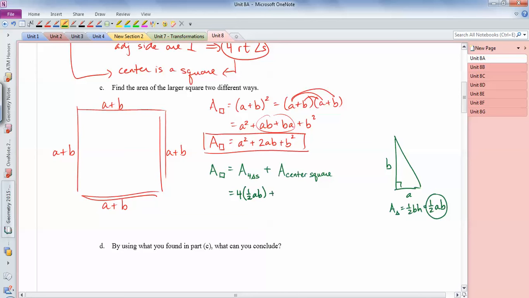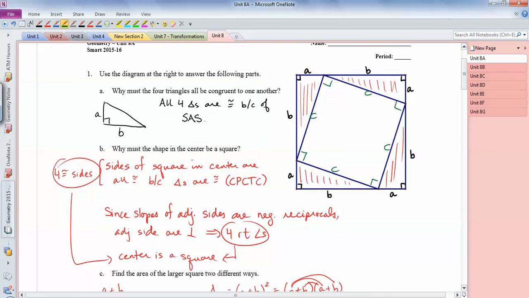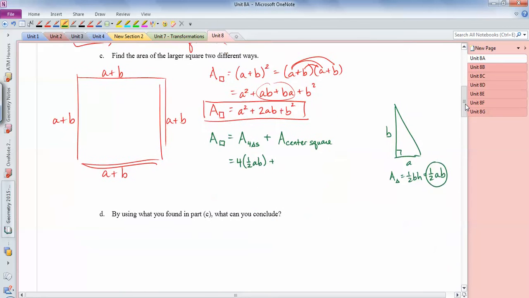And then we got the center square, and since we've called the side C there, it's going to be C times C, so C squared. So this is going to turn into 2AB, because it's 4 times 1/2, which is 2, plus C squared. So there's the other area of the square. And they're the same square, so you know that this area term right here is the same as that area term right there. Okay, and that's what we're going to try and figure out in D.